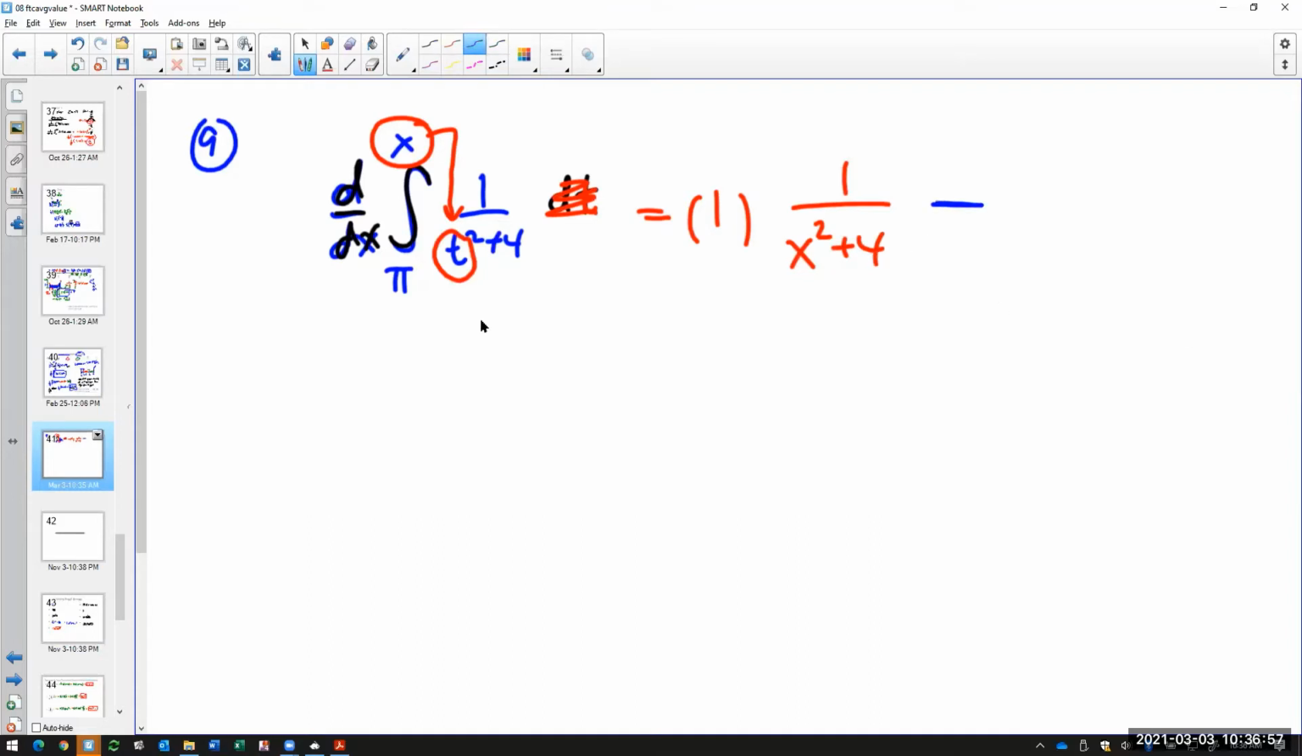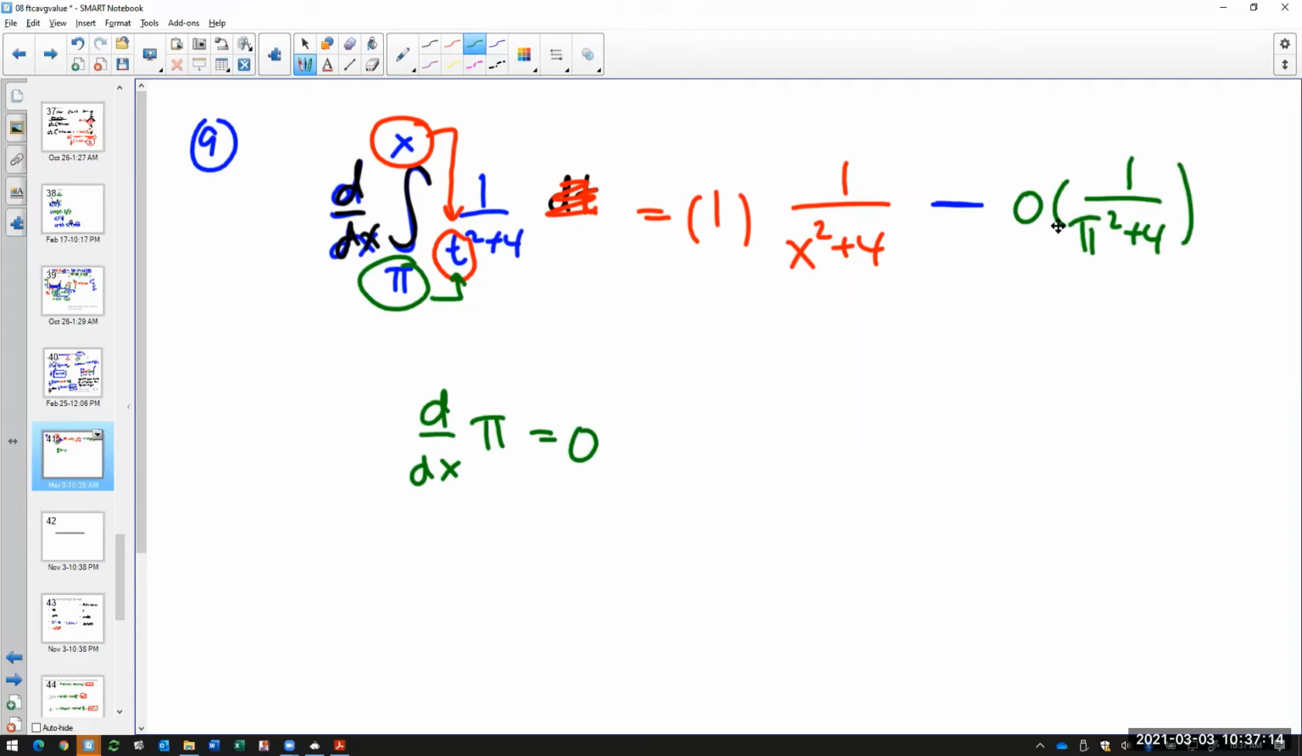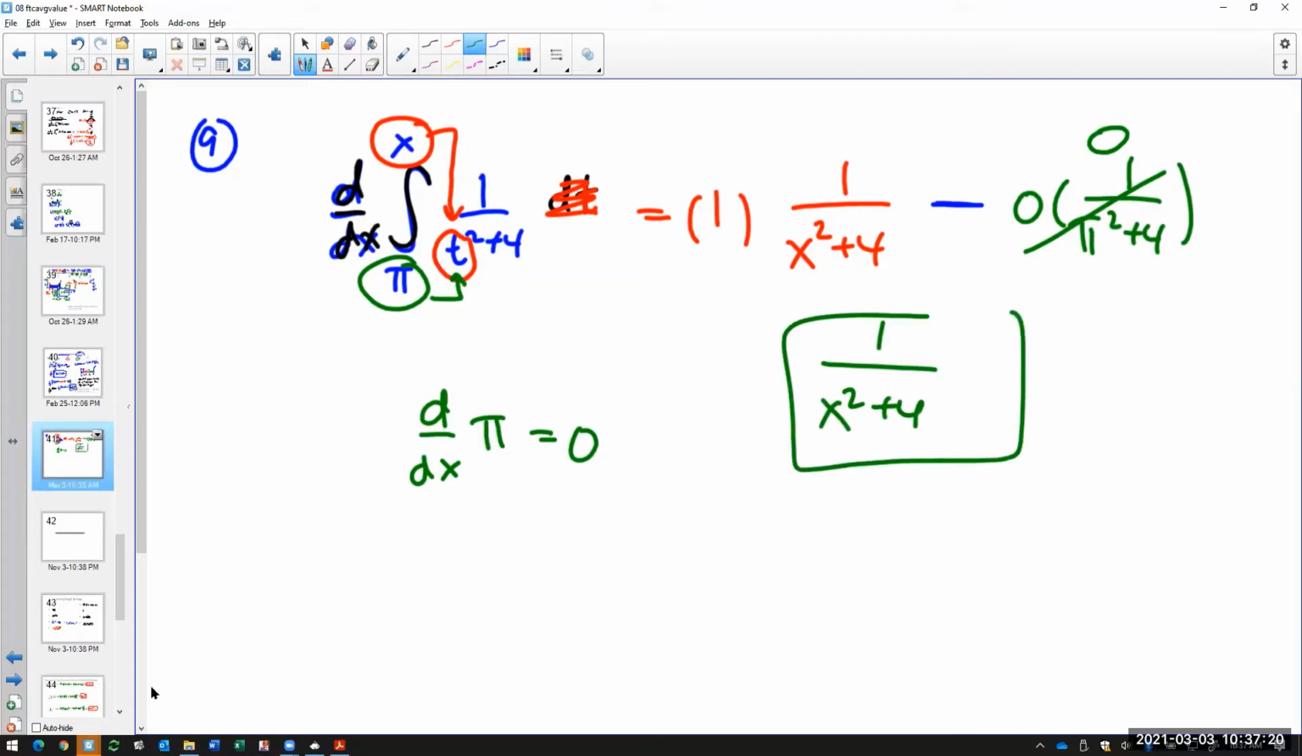Then you take the derivative of the bottom. What's the derivative of pi? What's the derivative of any number? 0. So this is 0 times, then you plug in the pi, so that's 1 over pi squared plus 4. But the truth is 0 times any number is 0. So your answer is 1 over x squared plus 4. Thank you. You're welcome.